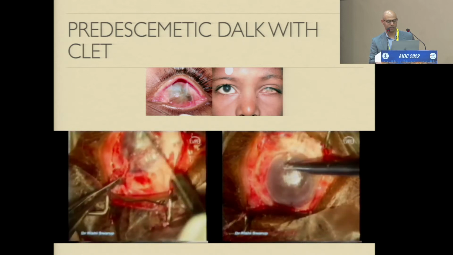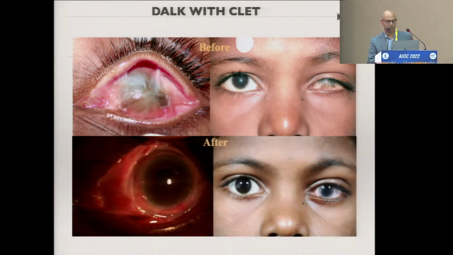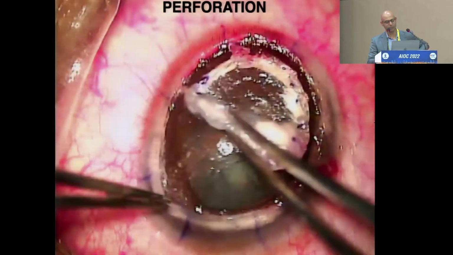So after removing the entire panels, basically you're doing a DALK, and after that we put a cultivated limbal epithelial transplant on top. So you can see we managed to save this child's eye and prevent him from going into amblyopia.